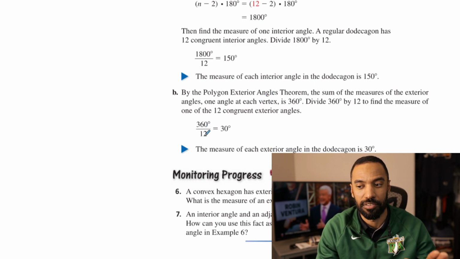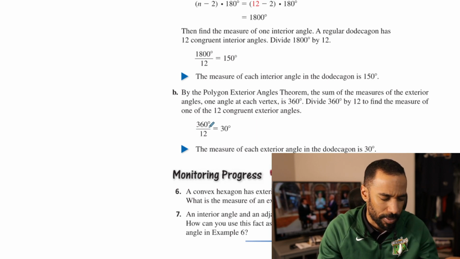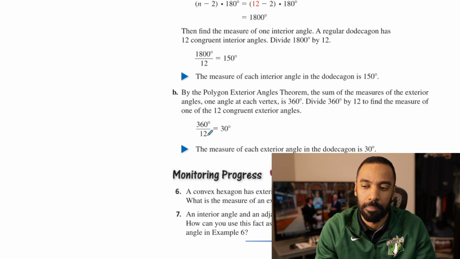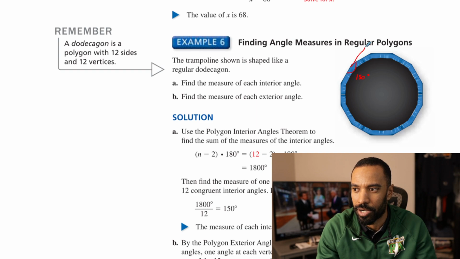The exterior angle thing is a lot easier. You just take 360 divided by 12. 360 is the sum of the exterior angles of any polygon, but you divide by the number of angles that there are, for 30 degrees on the outside. So this is 30 right here.